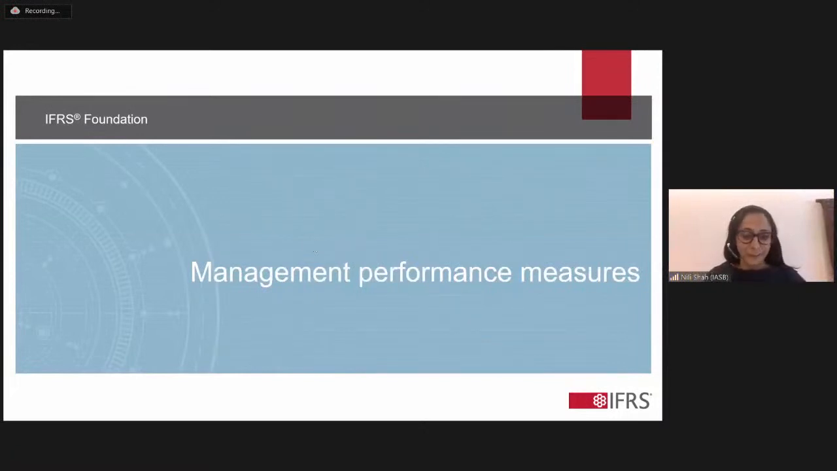Perfect. So as Yagnesh mentioned, we are on our final panel of the 3 main proposals that the board has discussed in this exposure draft. This one is on management performance measures. Now, I'll explain what a management performance measure is in 1 minute, but just for the time being, think of it as similar to a non-GAAP measure or an alternative performance measure. So things like adjusted operating profit, adjusted EBITDA. So if we can go to the next slide.